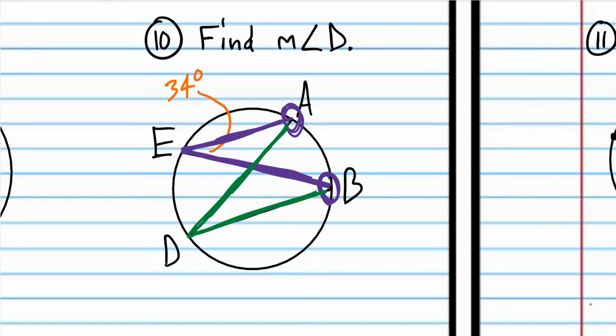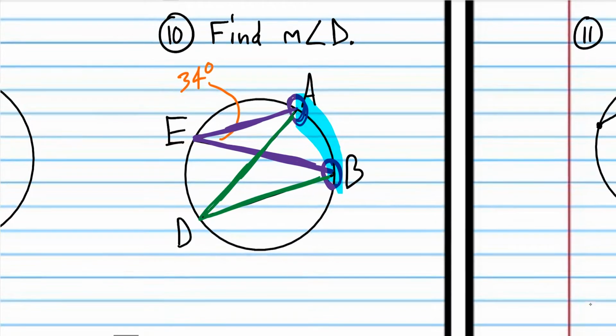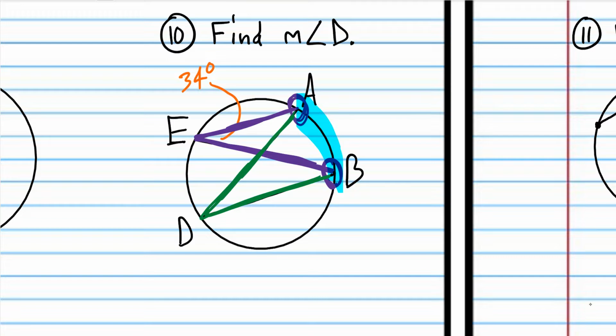So think about the logic behind this. If this arc is the same for both angles and they're both inscribed angles, the measure of the angles must be the same. The measure of angle D must be 34 degrees. So this problem was actually pretty easy. Now, you can make that more difficult if you're not quite understanding what is going on there.